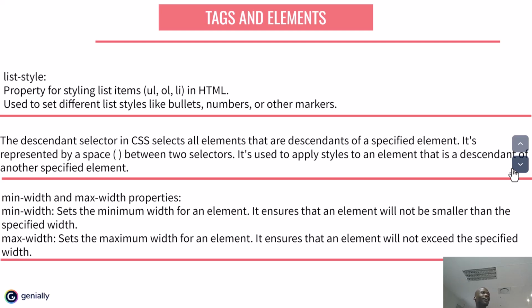Min width. Okay, now we'll discuss the min width and the max width properties. Who can read for us the min width? Just the min width. At the back. The minimum width says the minimum width for an element. It ensures that an element will not be smaller than the specified width. Sure, yeah. So the understanding is the minimum width sets or makes that specified element smaller.